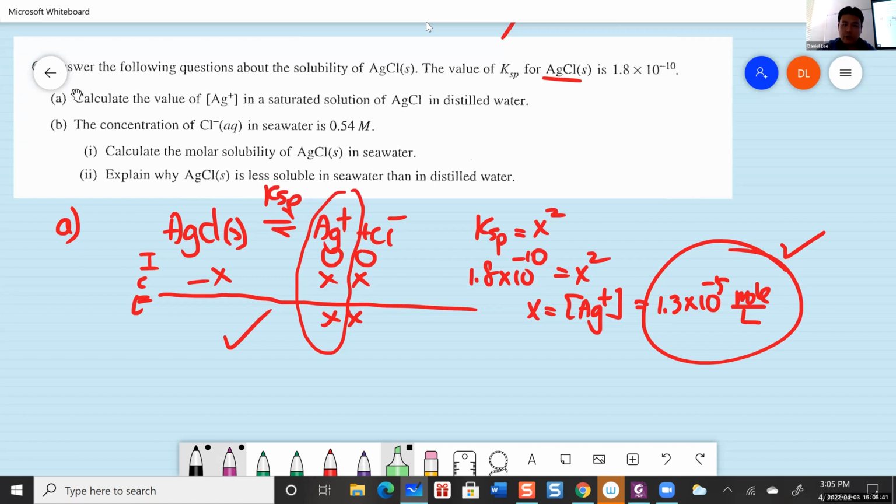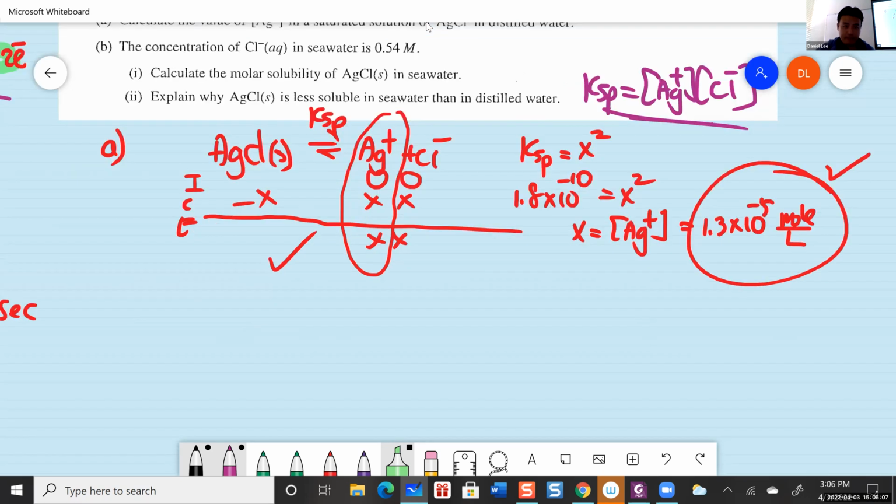Now, it is actually a good practice to write down the KSP expression so that it's part of the work. I should have done that, I'm sorry. So write down the KSP expression, then write down KSP equal to X squared. So 1 point for work, including the KSP expression, and 1 point for solving for X, the answer. So always write down the KSP expression. Can you guys always do that?